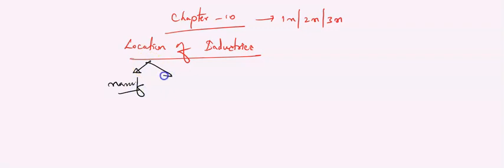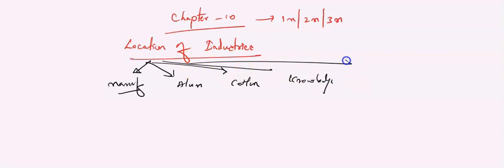Okay. Children, I would like to tell you one thing here. I want to tell you something related to this topic. There are many kinds of industries, such as manufacturing industries, right? And we have the aluminium industry. Are you getting, children? And also we have the cotton textile industry. And then we have the knowledge based industry. Okay. Iron and steel industry. So many industries are there, right? So altogether we have 5 different types of industries.